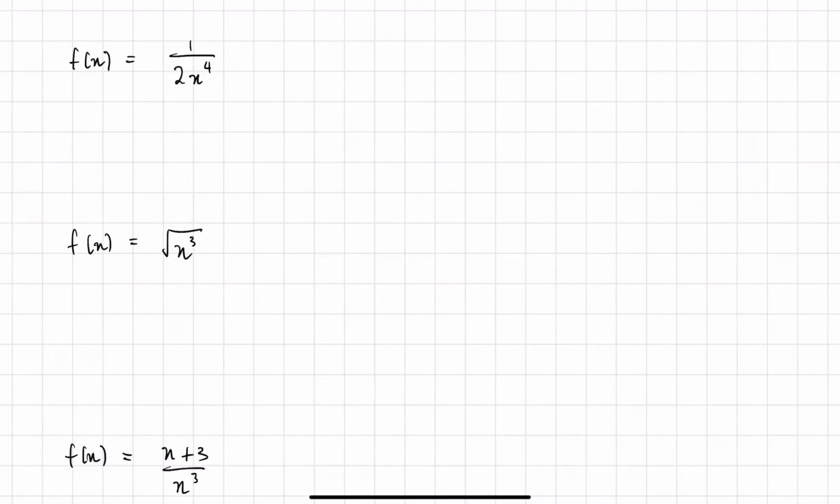Hey, what's up guys? I'm going to show you how to differentiate these three over here. Okay, so basically I'm going to use the idea of differentiating x to the power of n. We have this rule, right? So I'm going to apply that for these questions.